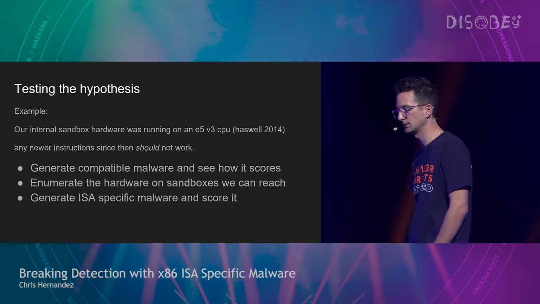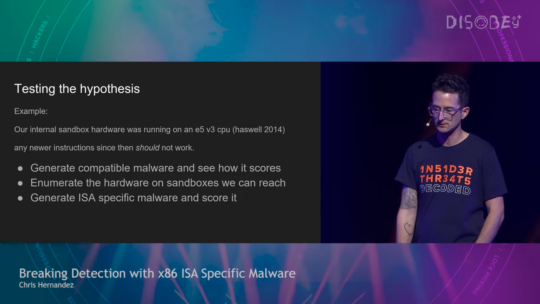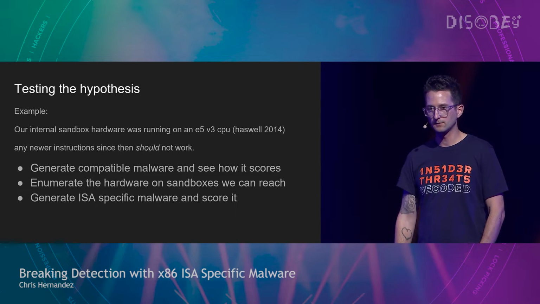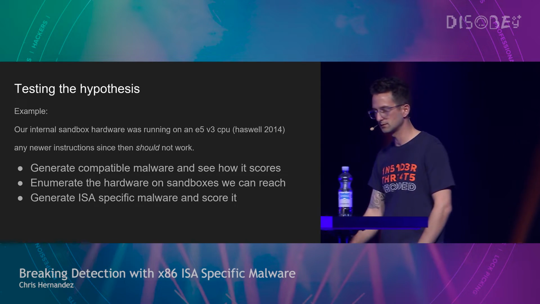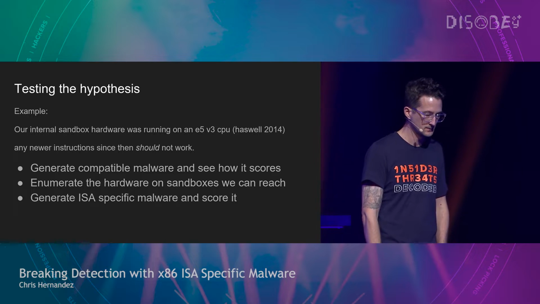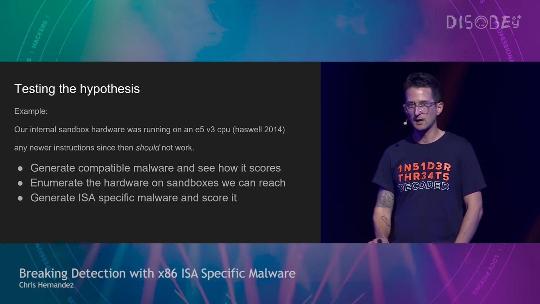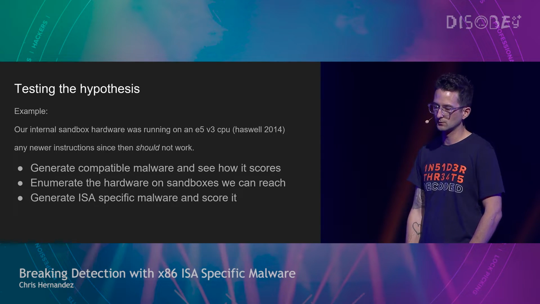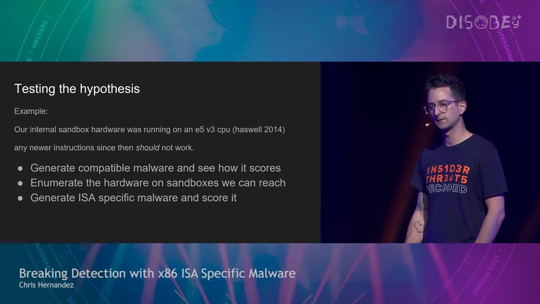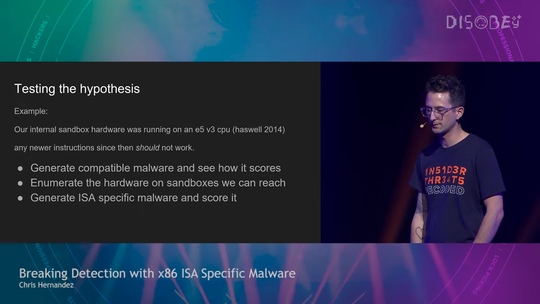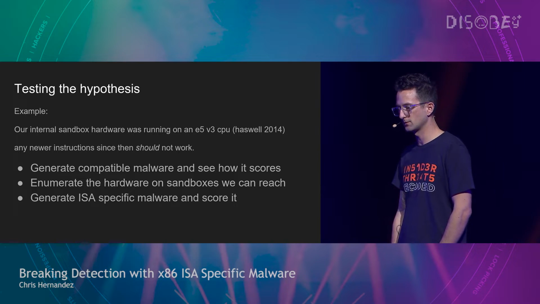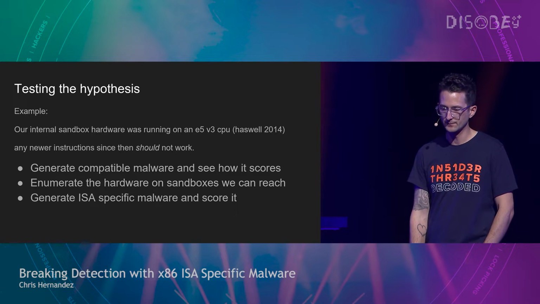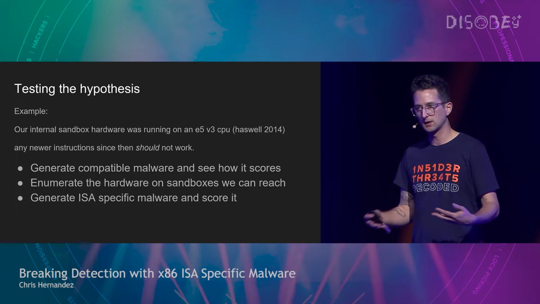So now we need to move into testing our hypothesis. In my environment, our testing sandbox was running an older Xeon E5 processor. So opcodes that we might want to test would be 256-bit or 512-bit opcodes, and using either of those sizes of registers as well. But first, we've got to do some baselining.